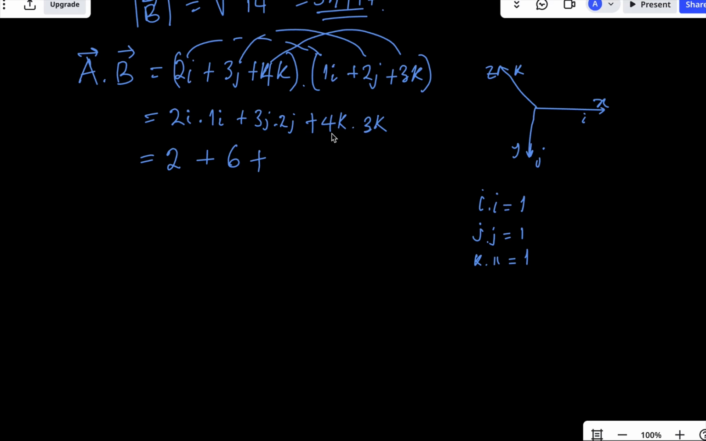Plus this one, 4 times 3 is 12. K times K is 1. So 12 times 1 is still 12. K also doesn't disappear.